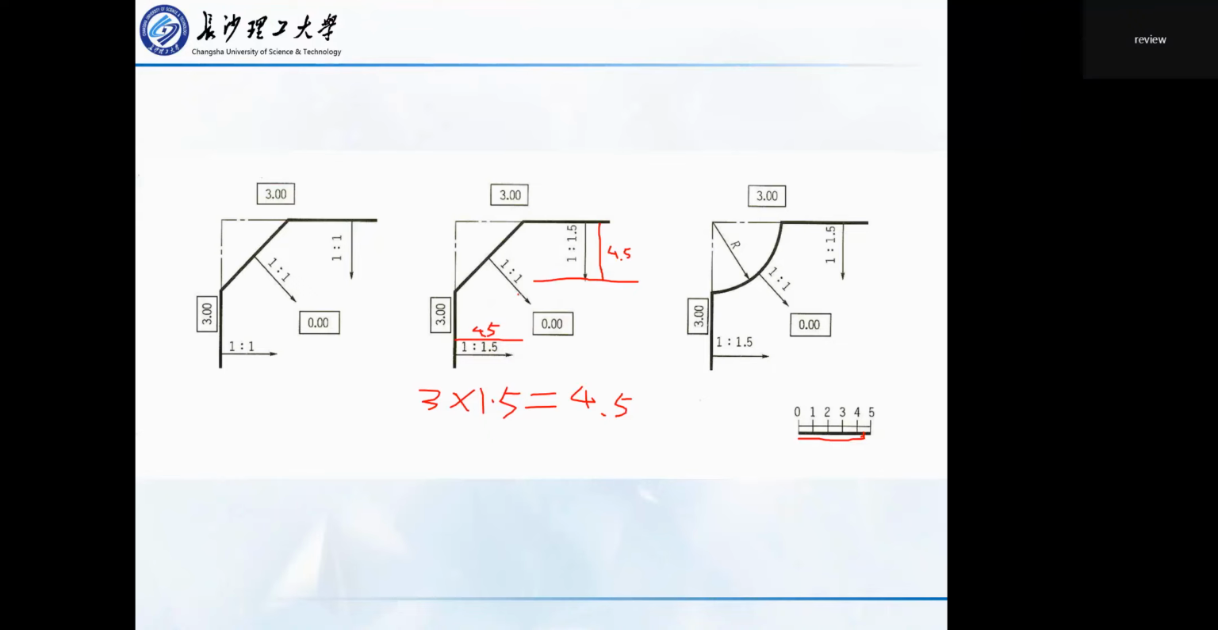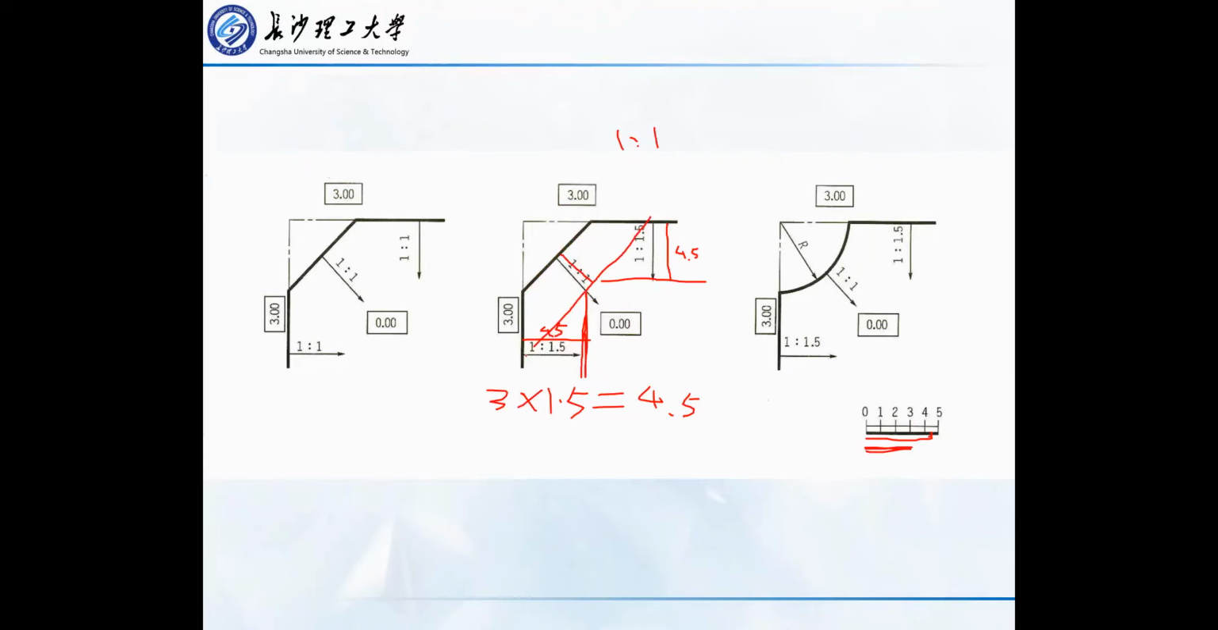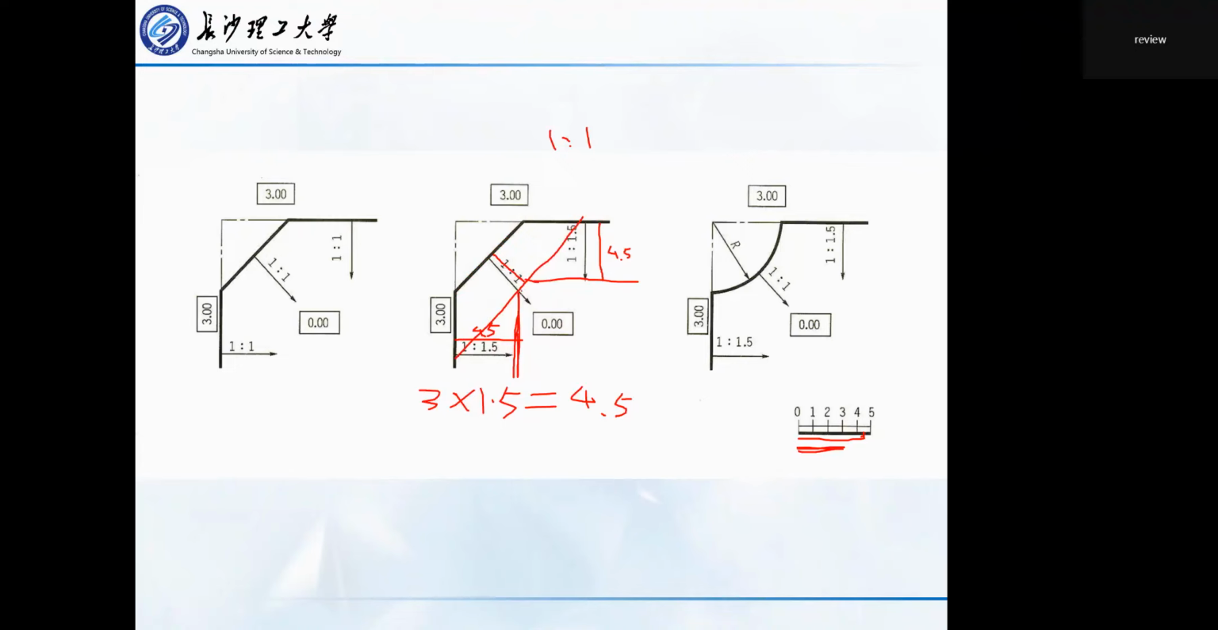Okay, so I'll draw the contour lines. I can't use a ruler at this point, so I hope you can understand this. For this one, this side slope is 1 to 1, and the difference is 3. I'll measure this distance here, and then draw a contour line. So this is the result.